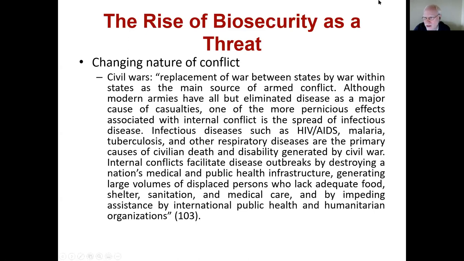Changing nature of conflict. Changes in the way that conflict occurs also make biosecurity a growing threat. First is civil wars becoming more and more prevalent, and civil wars tend to have major negative effects on health and disease spread. Modern armies have all but eliminated disease as a major cause of casualties, so they don't tend to use biological weapons, and disease is treated among soldiers. One of the more pernicious effects associated with internal conflict is the spread of infectious diseases. Infectious diseases such as HIV/AIDS, malaria, tuberculosis, and other respiratory diseases are the primary causes of civilian deaths and disabilities generated by civil war.